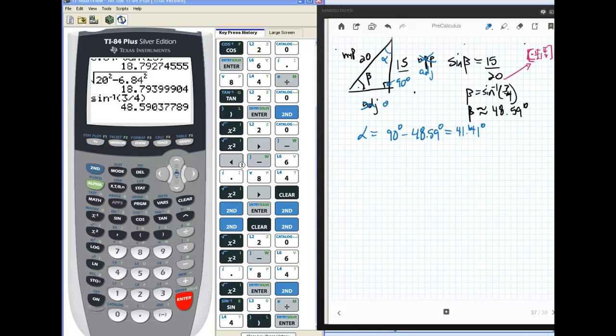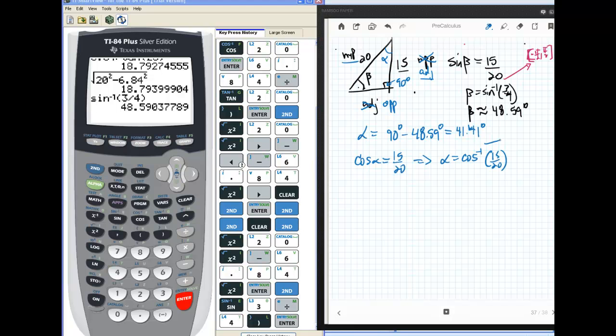This is no longer adjacent. It's opposite. So remember, I still know what 15 and 20 are, right? They're known, and I want to be able to use an adjacent and a hypotenuse ratio to solve for alpha. Ka, let's see, adjacent hypotenuse, ka, ooh, that's cosine. So I know the cosine of alpha is equal to 15/20, right? So doesn't this imply that alpha is equal to the inverse cos of 15/20?